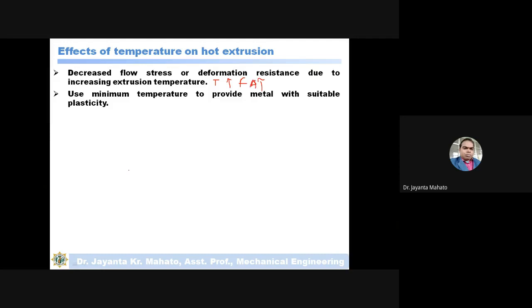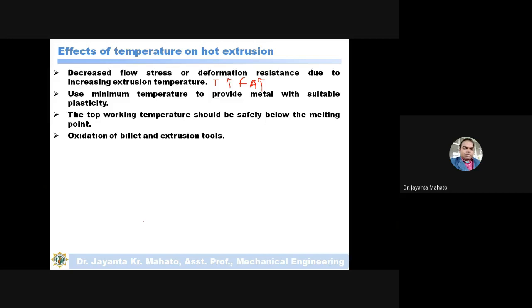Use minimum temperature to provide the metal with suitable plasticity. The top working temperature should be safely below the melting point. Oxidation of billet and extrusion tools.